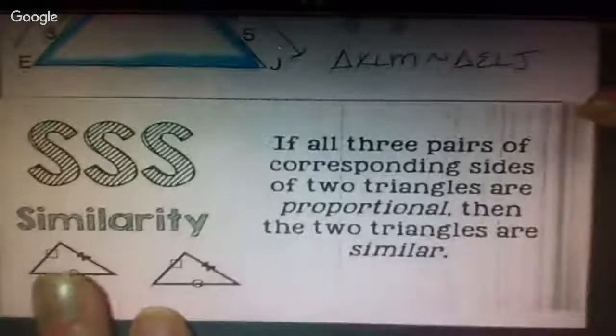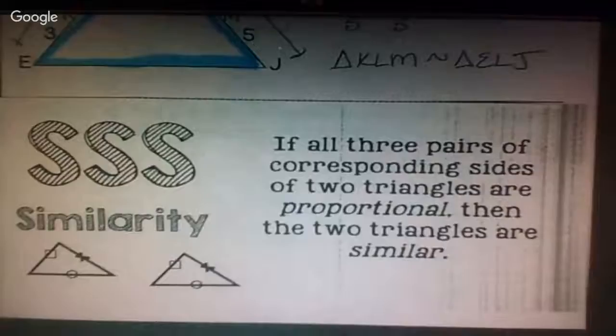I've thought about that. Okay, so your last one is side similarity. If all 3 pairs of your corresponding sides are proportional, then the 2 triangles are similar. This one is a pain in the butt. You have got to do the proportional sides 3 times to use this one. Okay, so open this up.